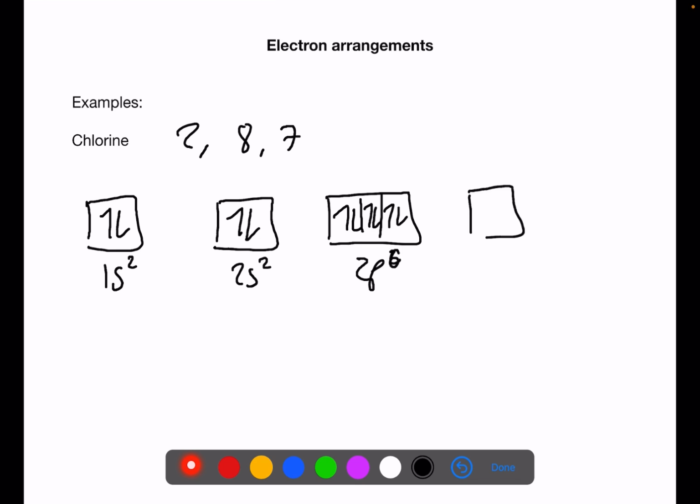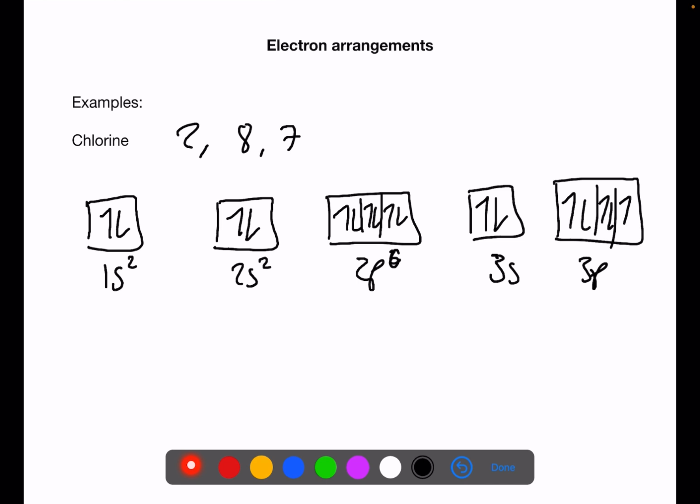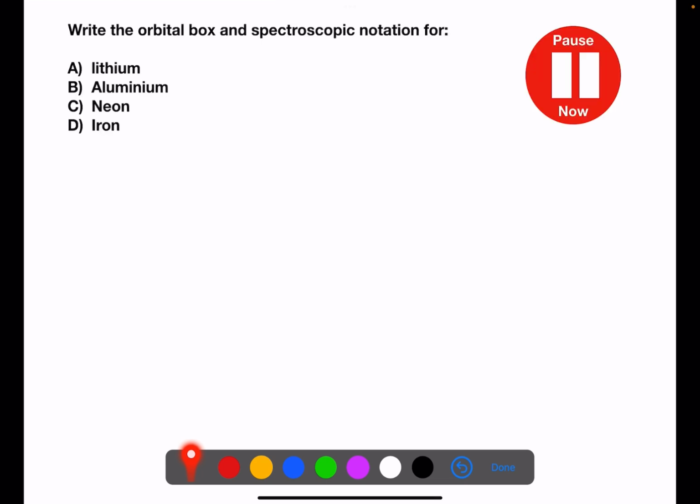And then your third shell, you've got your 3s and 3p. So we've got 1, 2 to go in here. That leaves us 5 to put in. So we're going to go 1, 2, 3, 4, 5. So we've got 1 that is unpaired. So this top row is your orbital box notation, and this bottom row is the spectroscopic notation. Pause the video now and write the orbital box and spectroscopic notation for each of these elements.